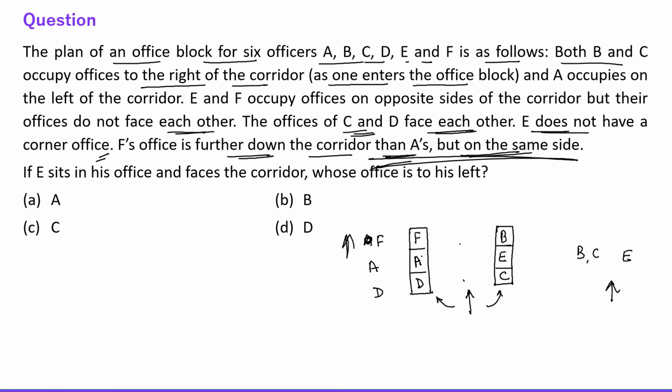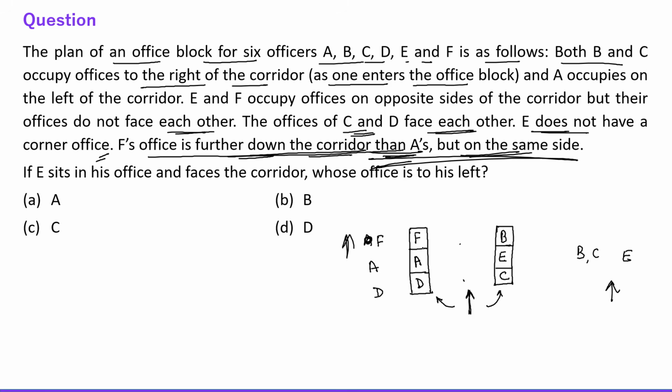Why have I done this? Because the question says F's office is further down the corridor than A's. So after the office of A, the office of F will come when we enter. And C and D are facing each other, so C and D will be opposite each other. So this is the seating arrangement of the office.